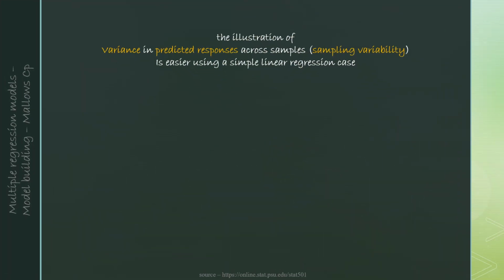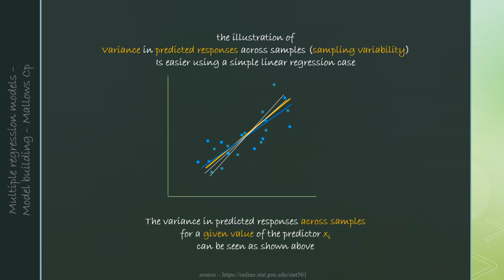The illustration of variance in predicted responses across samples due to sampling variability is easier using a simple linear regression case as against a multiple regression case, which is almost impossible. Variation in the regression functions across all possible random samples looks something like this. The variance in the predicted responses across samples for a given value of the predictor at ith instance can be seen as shown above.